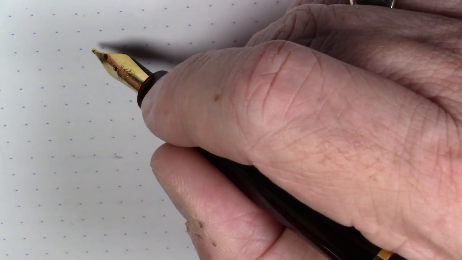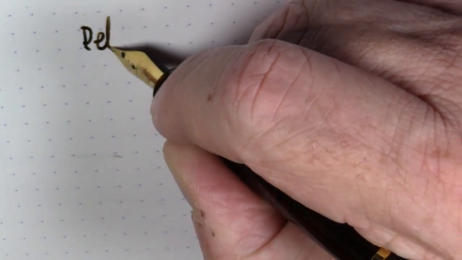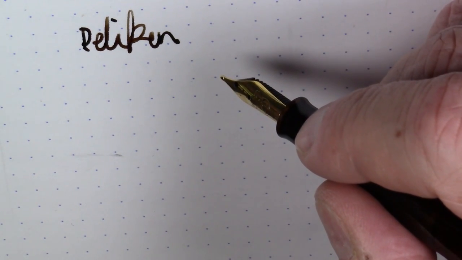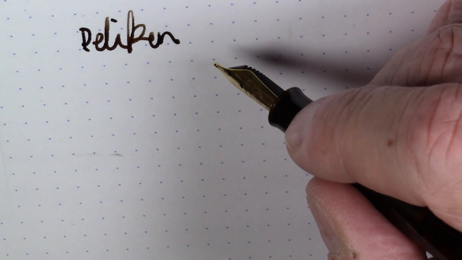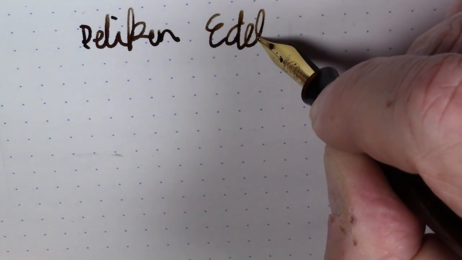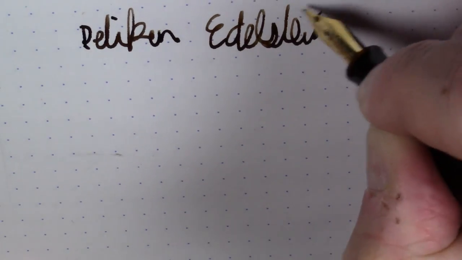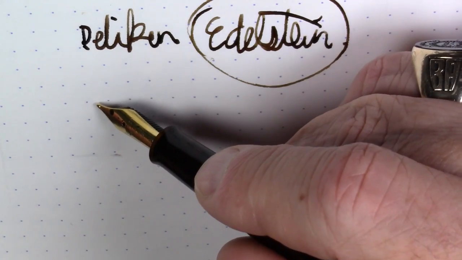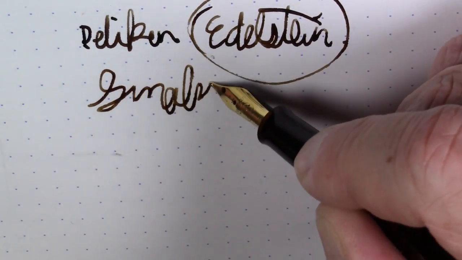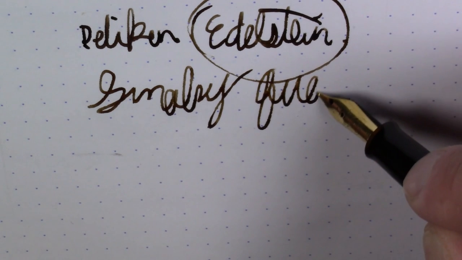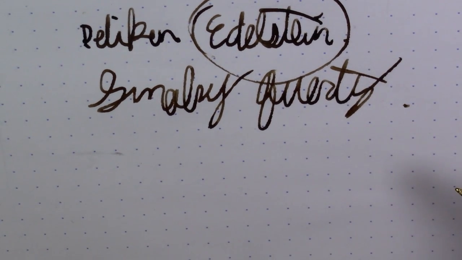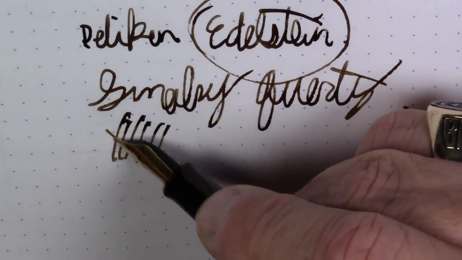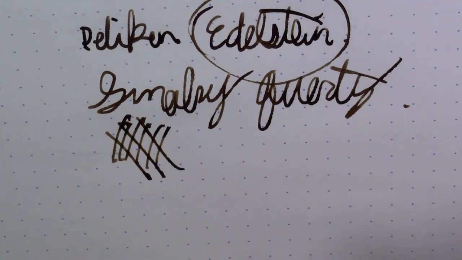So this is Pelikan Edelstein, which I believe, I'm going to look at the bottle, it's both, right? Edelstein. Edelstein means gemstone in German, and it is Smoky Quartz, just like the pen is called. So this is a really nice shade of brown. This is a brown with a decent amount of shading associated with it.